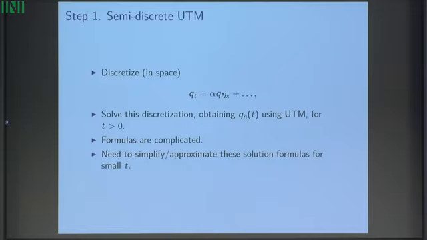So then the next step after we do this would be to come up with a small t approximation for those UTM formulas that we get. That should be something that's significantly simpler, and that then could be coupled with a standard nonlinear solver, an evolution problem for the nonlinear terms. That part we also don't have yet.